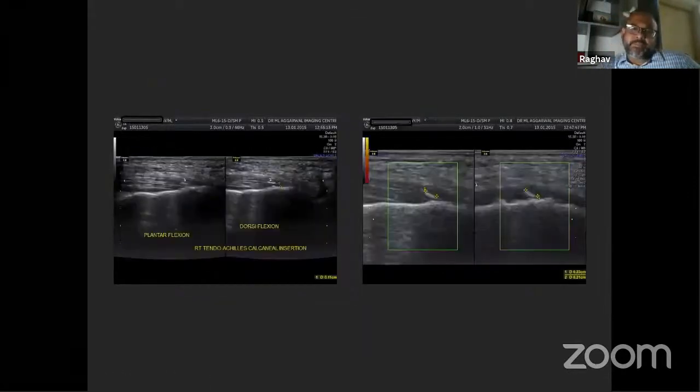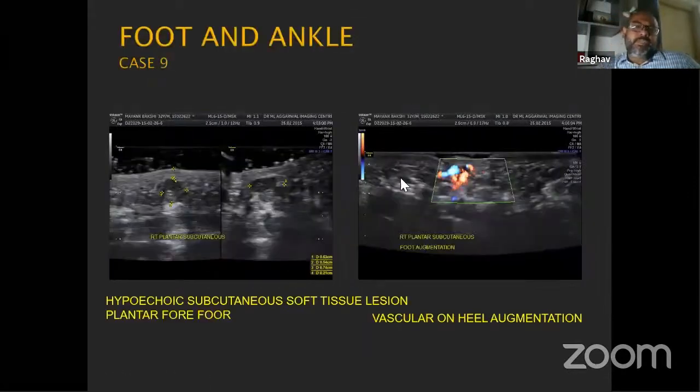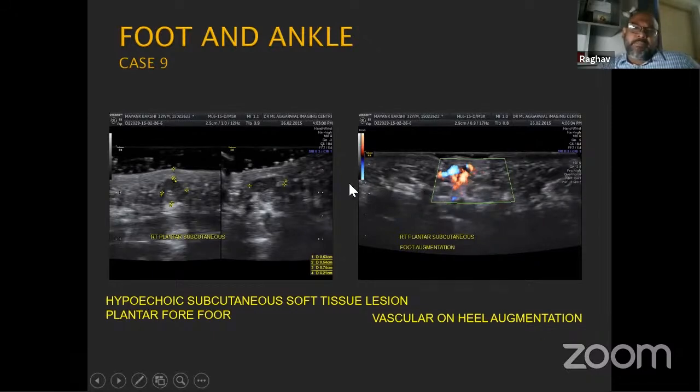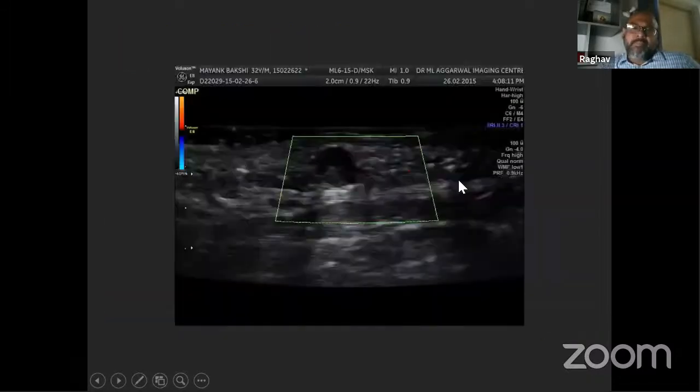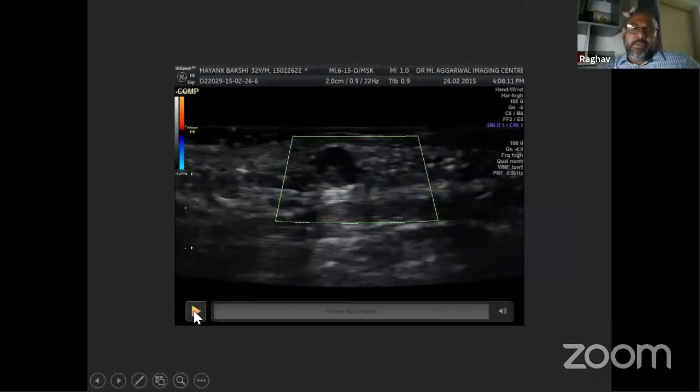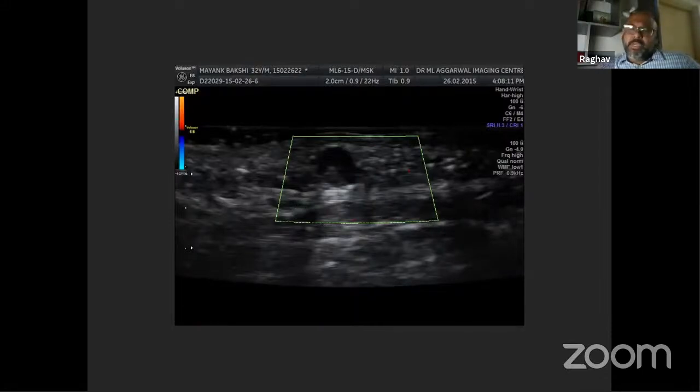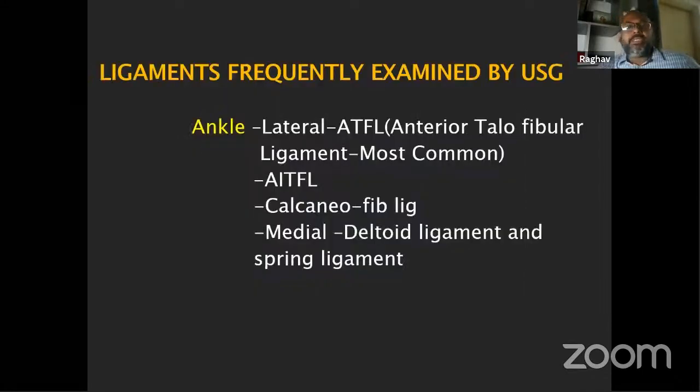This was a foot, plantar fascia pain patient in which we had an angiomatous malformation, and we could see a painful nodule with a lot of vascularity. The video is not working here. So the ultrasound is quite useful in plantar fascia for foot and ankle pain syndromes and inflammatory pathologies.